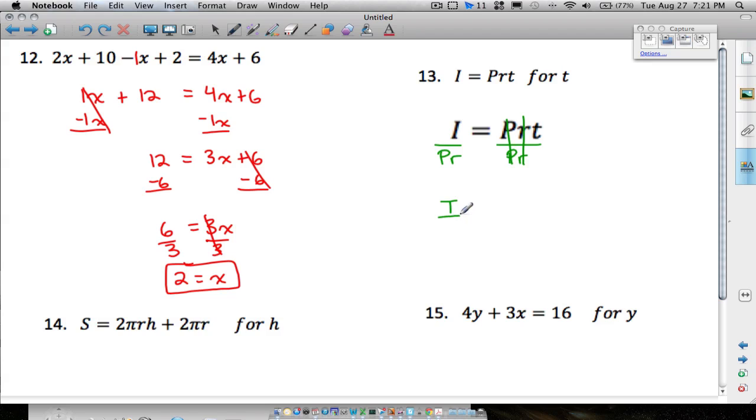Therefore, your final answer is going to be I over PR is equal to t. And you have solved that equation because you solved it for t. You got t by itself.